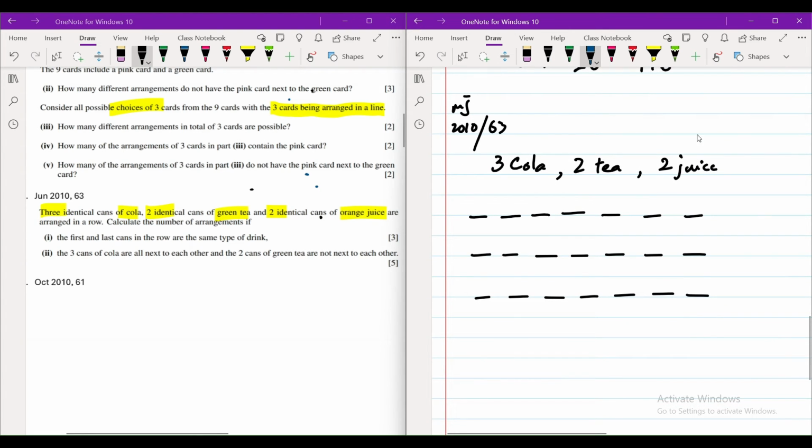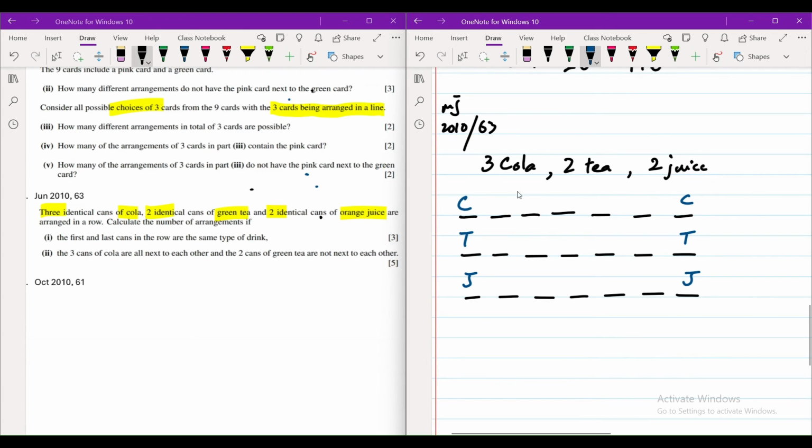Now we just have a few possible options where this is cola, this is cola, this is tea, this is tea, this is juice, this is juice, right? So when the colas are at the ends, how many possible arrangements do we have? We have one more cola inside, and we have 2 teas, and we have 2 juices. So the only unlike thing over here is the cola in this block over here, right?